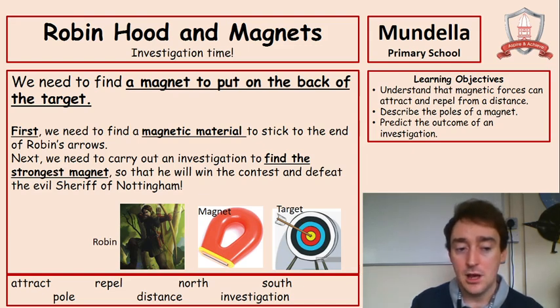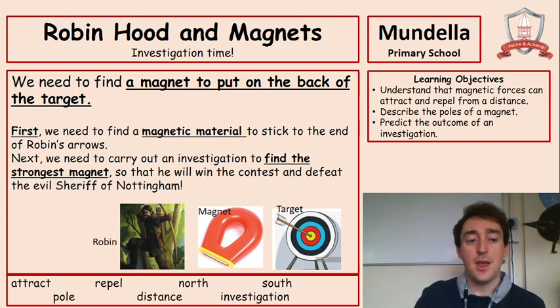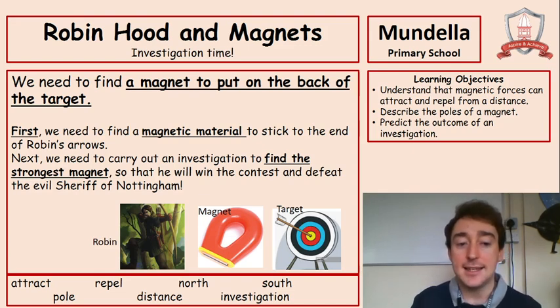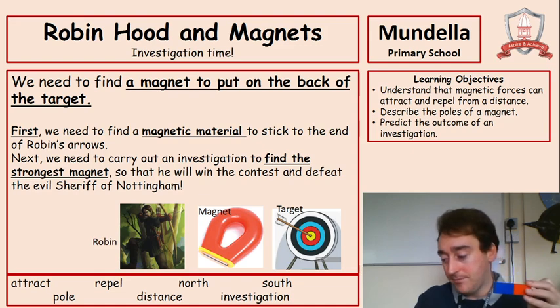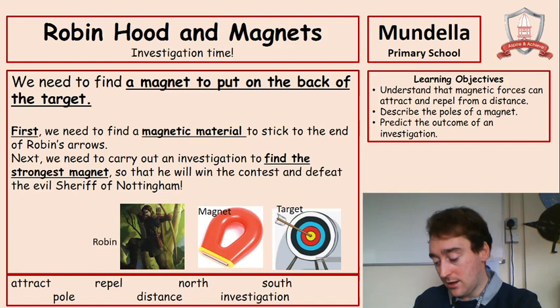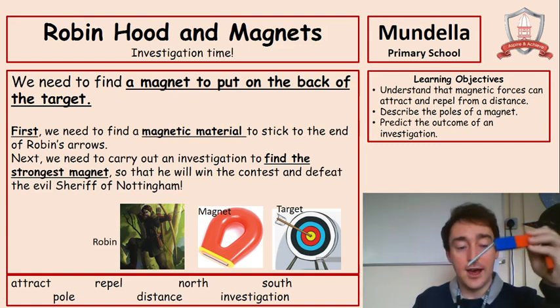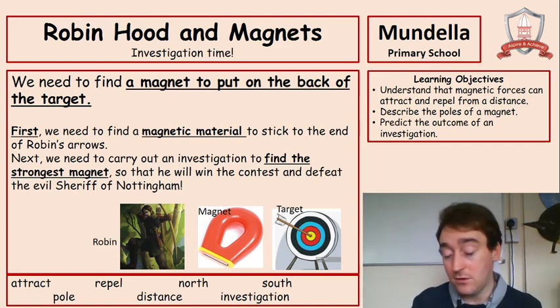Okay? Let's have a look in order though. First of all, we need to find a magnetic material. So that's anything which is attracted to a magnet. What could we have? I've got... Oh, there's a screw there. So we might use that as one of them later on.